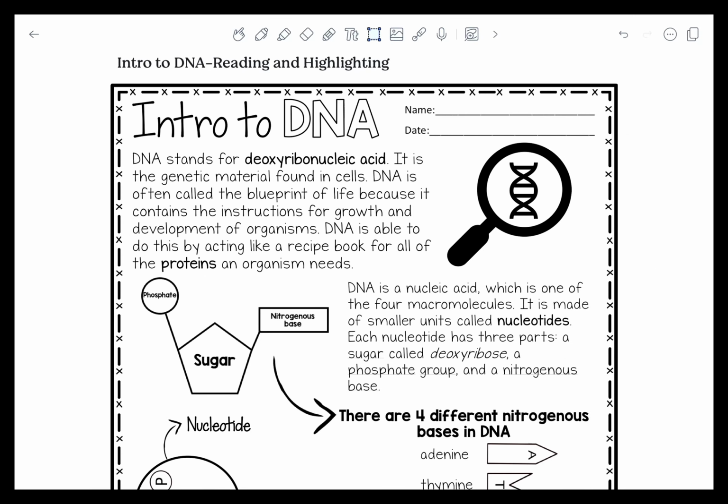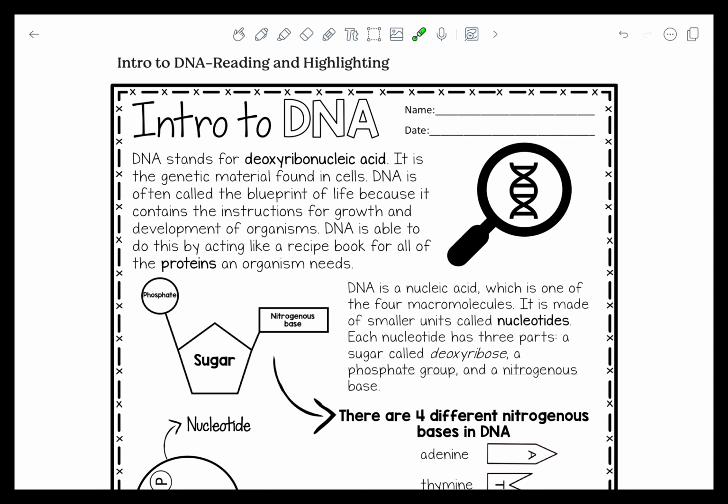It's Miss Brothers. I just wanted to take some time to walk you through this reading on DNA. So I'm going to read through this, and then I'm going to tell you certain things that I'd like you to highlight. So I'll read the paragraph, and then we'll go back and highlight it. Then I'll read the next paragraph and go back and highlight it. That way you guys are kind of hitting what I think are some of the most important points of this reading. All right, let's go ahead and start.